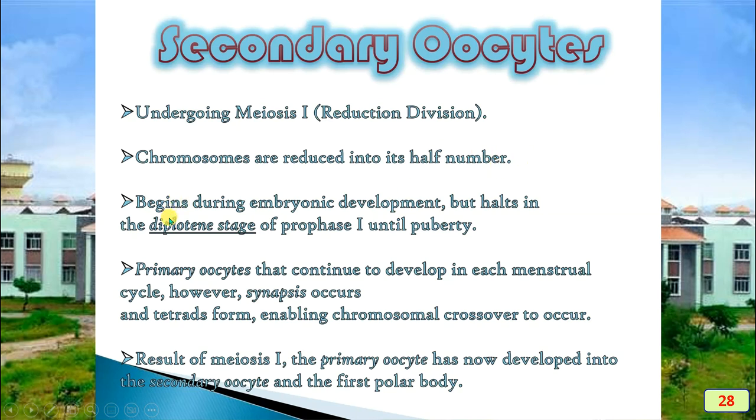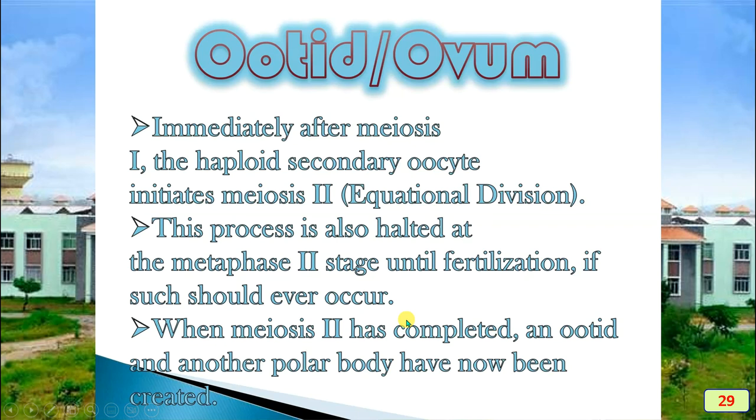It always begins during embryonic development but halts at the diplotene stage of prophase 1 until puberty, and primary oocytes continue to develop in each menstrual cycle. Synapsis occurs and tetrads form, enabling chromosomal crossover to occur. As a result of meiosis 1, the primary oocyte has developed into the secondary oocyte and the first polar body.